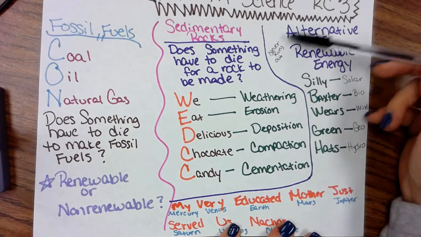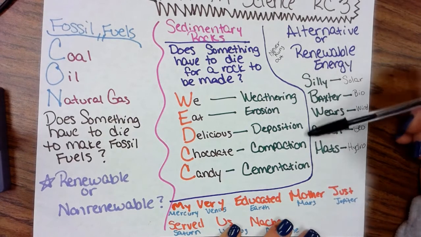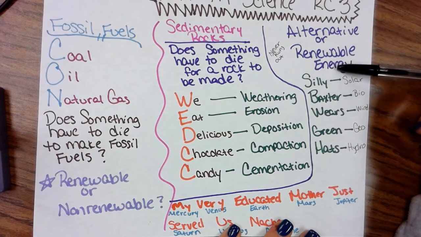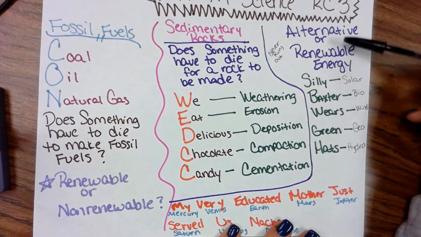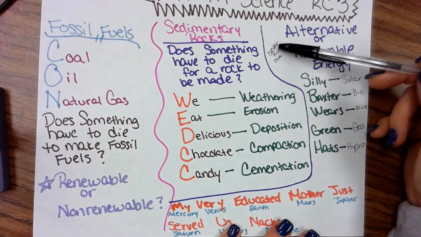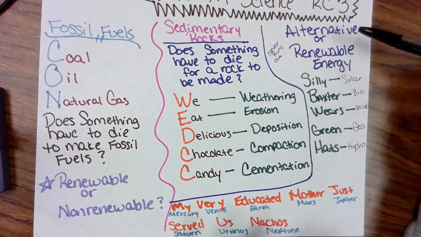All right. And up here, alternative or renewable energy. Okay, these can have two names. It can be considered alternative energy or renewable energy. Okay, I'm not sure how you'll see it on your test, but just know it always has two different names. They mean the same thing. It never runs out. Ever, ever, ever runs out.